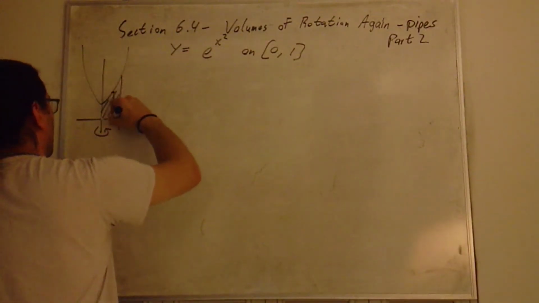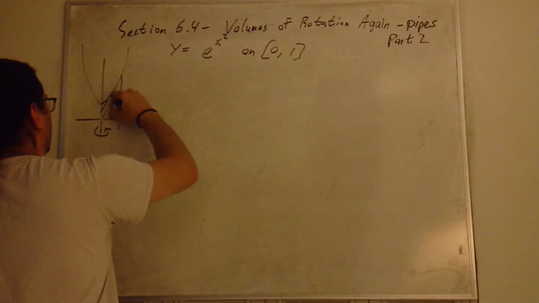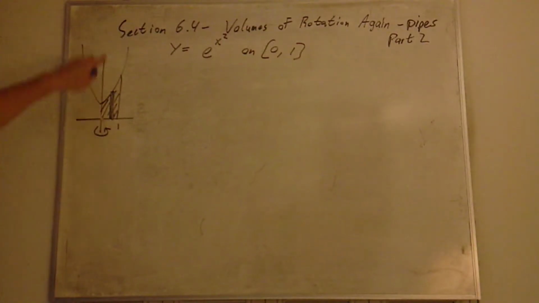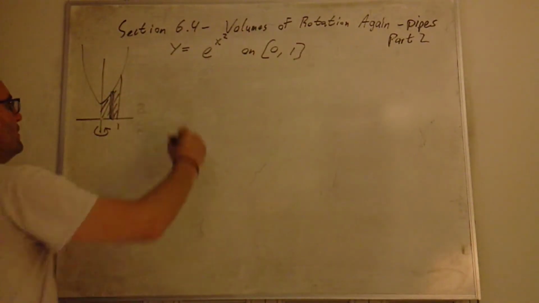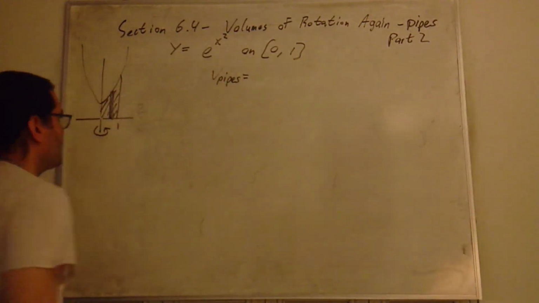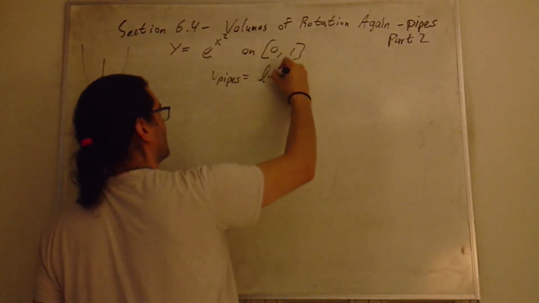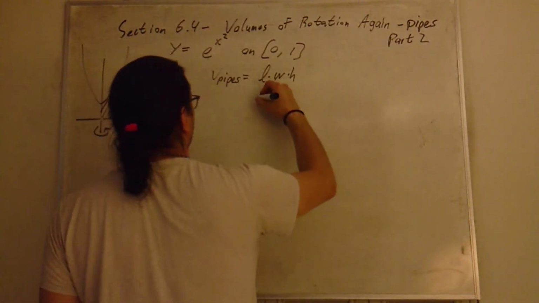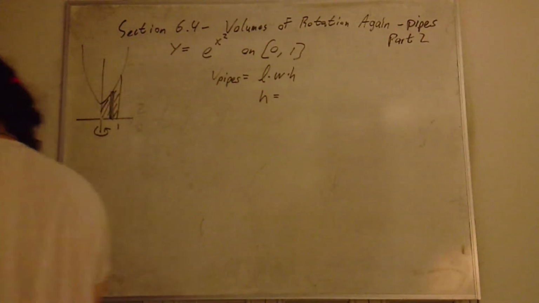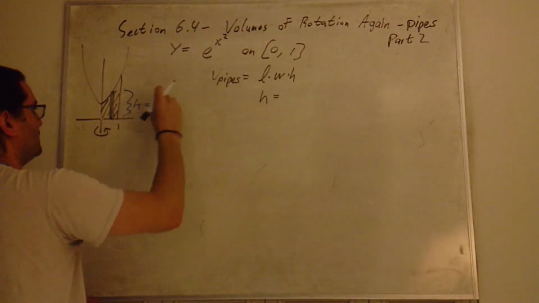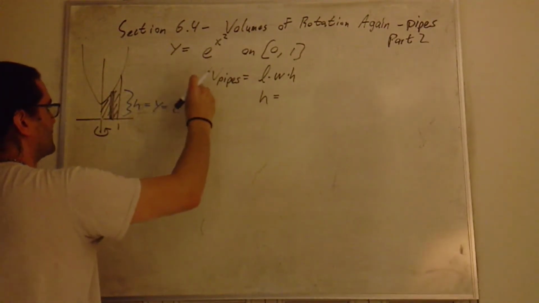As usual, I'm going to take slices that are perpendicular, or in this case parallel to the axis of rotation, which will give me pipes. And the volume of those pipes is going to be length times width times height, because you can unravel the pipe into a rectangle shape. And the height is this, which is a y value, which is e to the x squared.